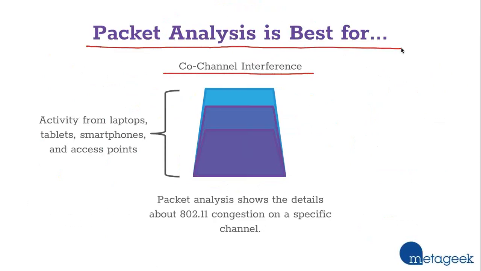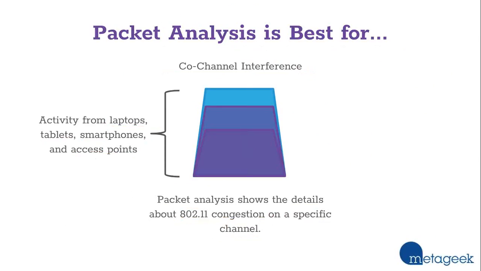Packet analysis is best for troubleshooting co-channel interference because you can basically capture everything that's happening on that wireless channel, and then packet analysis will show us the details about 802.11 congestion on that specific channel. We can see all the activity from all the laptops, all the tablets, all the smartphones, and all the access points to see exactly what is going on that channel.